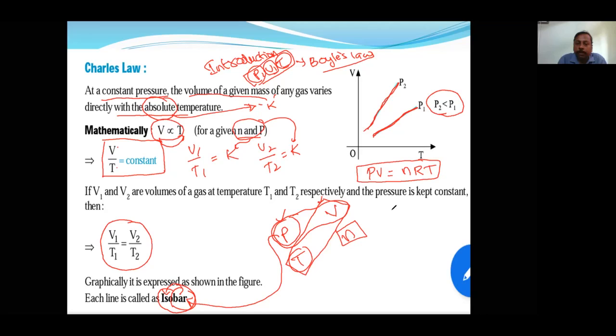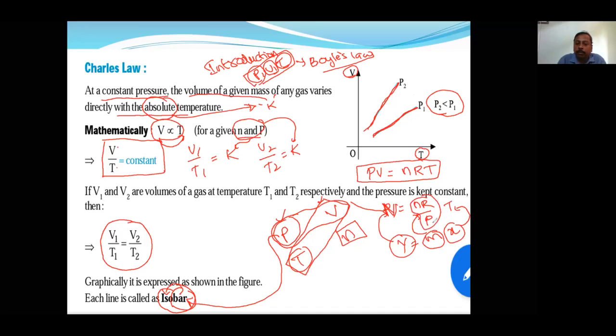So PV is equal to nRT. Therefore, we wanted the V and T graph. So V is equal to nR by P into T. When you compare it with y is equal to mx, on the x-axis temperature is there, and on the y-axis volume is there. So that means slope depends on the number of moles and pressure.